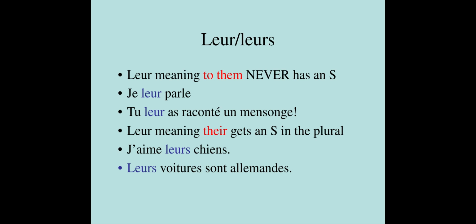So in this first example at the bottom, I have j'aime le chien. I like their dogs, but I'm not saying I'm liking them dogs. So basically, if you're using leur as an indirect object pronoun, there's never an S. But when I'm using leur as a possessive adjective, like my, your, his, those types of things, when I'm using it as their in a possessive adjective, there is an S in the plural.